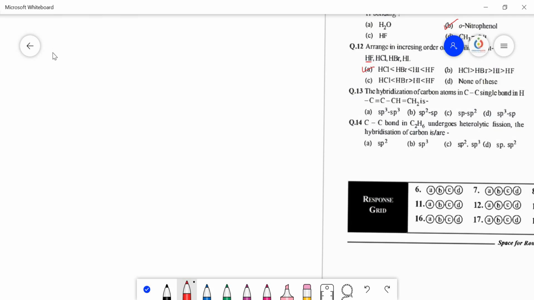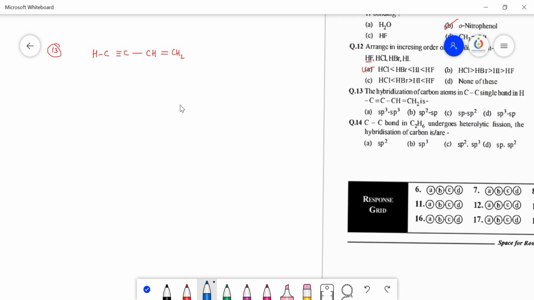Let us solve question number 13. In this question, they are asking the hybridization of carbon atoms in the carbon-carbon single bond. Let us try to write down the given molecule. The molecule begins from here: H connected to the carbon, next triple bond, next single bond carbon, double bond CH2.